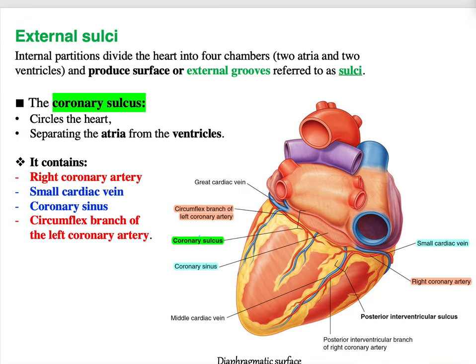Okay, now let us go back again to the external features, because above this sulcus, the coronary sulcus that encircles the heart like a crown, there are the atria, right? Right atrium and left atrium. Below it, we have the right ventricle and left ventricle. But this sulcus, the coronary sulcus, has a couple of structures.